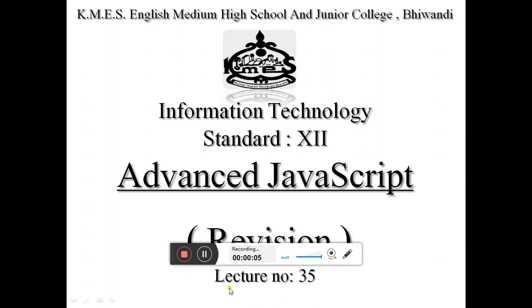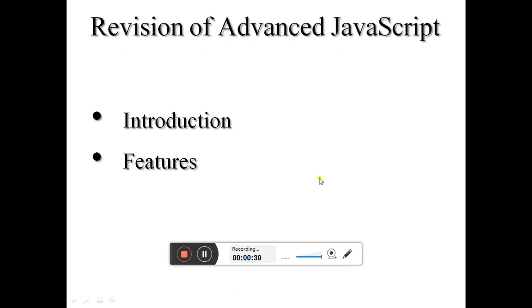Students, today we are going to start with the revision of chapter number 3, Advanced JavaScript, for standard 12th Information Technology. This is my 35th lecture. We are going to start with the revision, then we will see the SOP questions. First we will do the revision of the theory chapter, that is chapter number 3, Advanced JavaScript. We'll start with the introduction, then we will see the features of JavaScript.